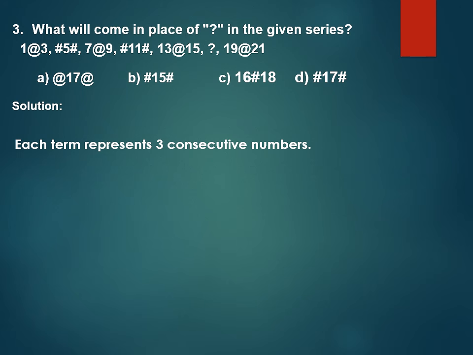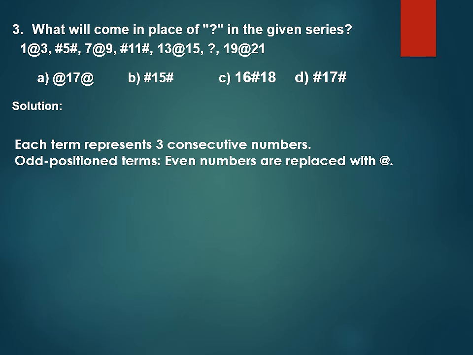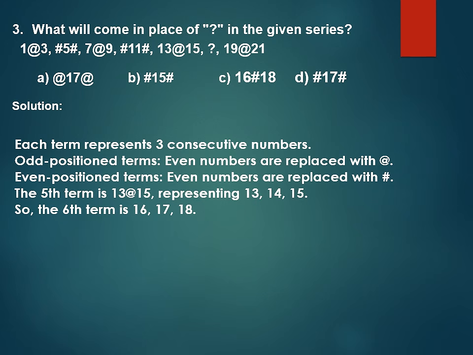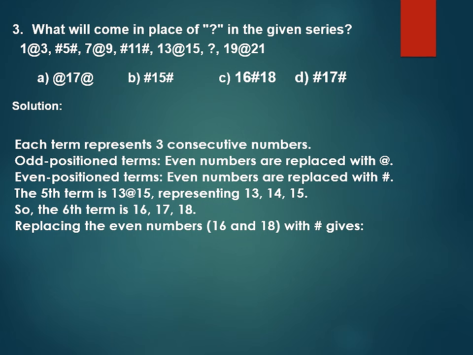Now each term represents 3 consecutive numbers. The odd position terms, which are in the center, have even numbers replaced with at, and even position terms have even numbers replaced with hash. The fifth term is 13, 14, 15. So the sixth term will be 16, 17, 18. Replacing the even numbers 16 and 18 with hash gives us hash 17 hash. So our answer will be option D, which is hash 17 hash. I hope the solution is clear to you.